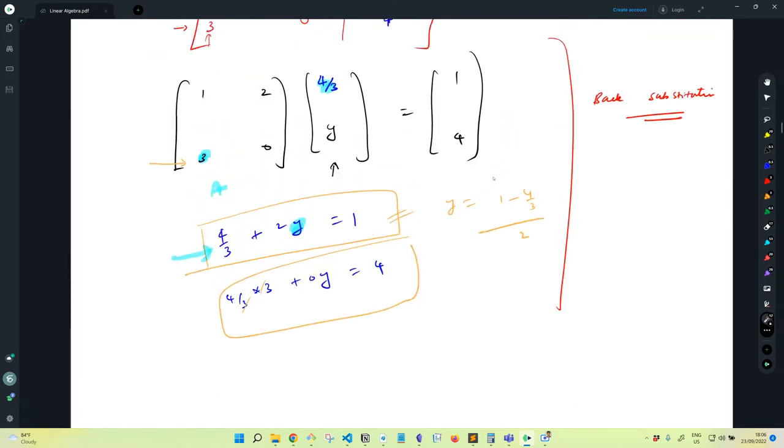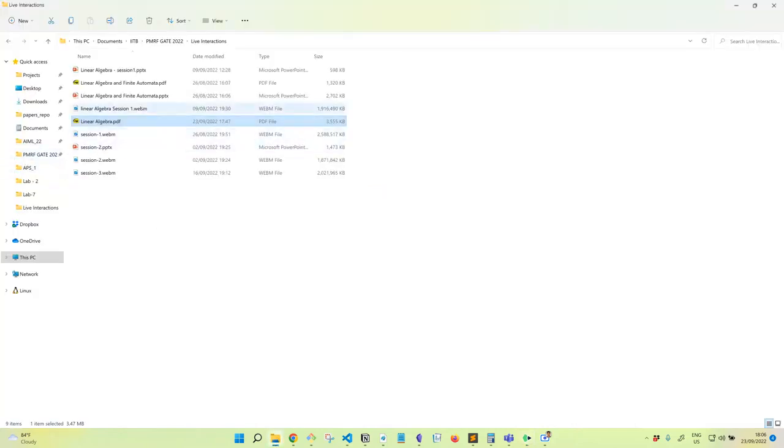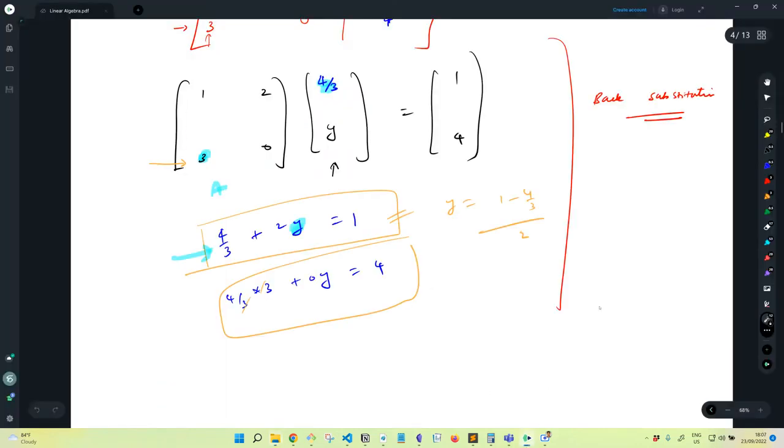Where is the RREF structure? Okay, I think this is a wrong PDF. Let me open the right PDF. Oh, I think I did not save the notes last time. Okay, anyways, let me write the notes now.